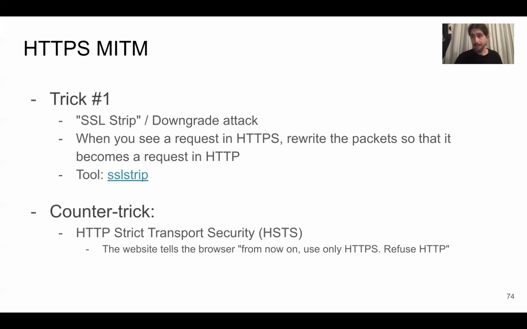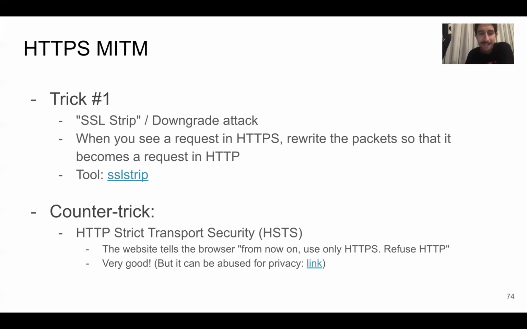And now this SSL strip attack doesn't work anymore, because the second time, when there is an attack, the browser tries to go HTTPS, the attacker tries to downgrade to HTTP, but the browser now says, Facebook in the past asked me to never use HTTP. Bam, the attacker is gone. Okay, so that's pretty good.